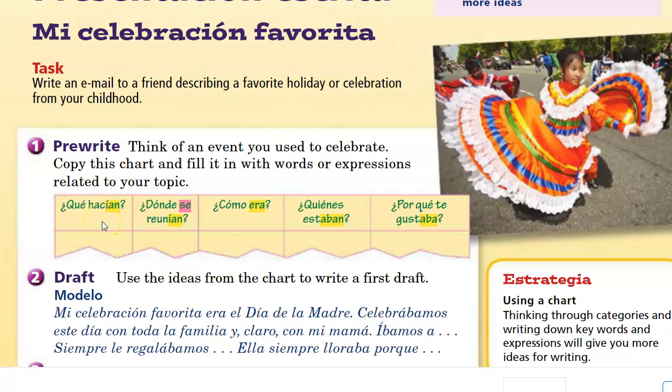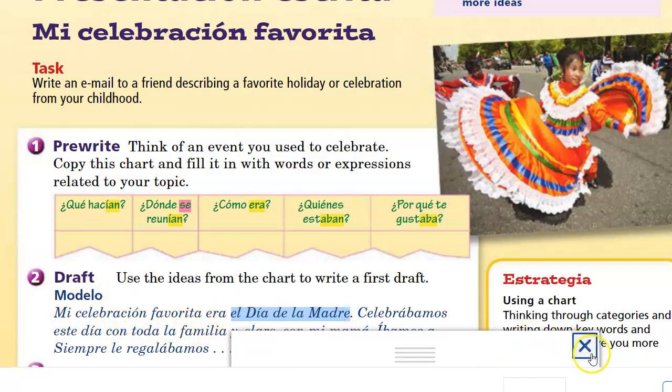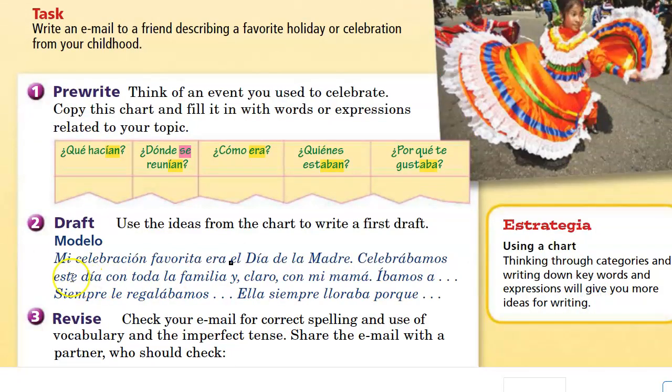¿Qué hacían? How did you used to celebrate this special occasion? So you can begin similar in this way. Mi celebración favorita era, and then fill in with your favorite holiday. Mi celebración favorita era la Navidad.